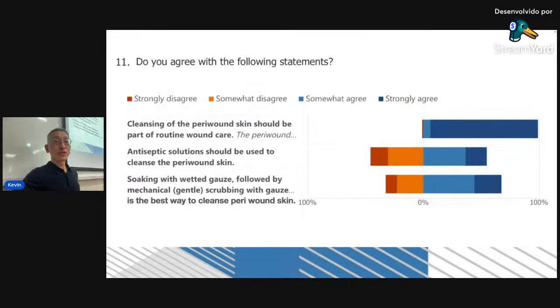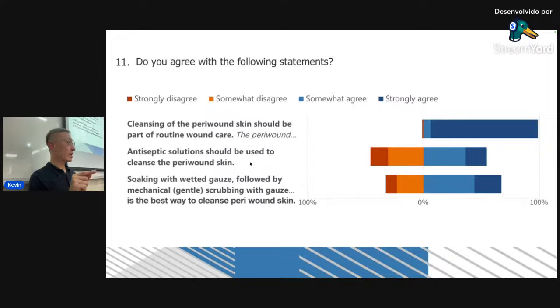So do you agree with the following statement? No big surprises here. Most people agree that we need to clean the peri-wound skin. Antiseptic agents should be used to clean the peri-wound skin. I don't know what your opinion is in Brazil, and perhaps it's quite debatable, and it will be interesting to have a discussion and dialogue about this particular issue. Should we continue with saline, or should we start thinking about using antiseptic, antimicrobial agents to clean all the pathogens and bacteria around the wound?